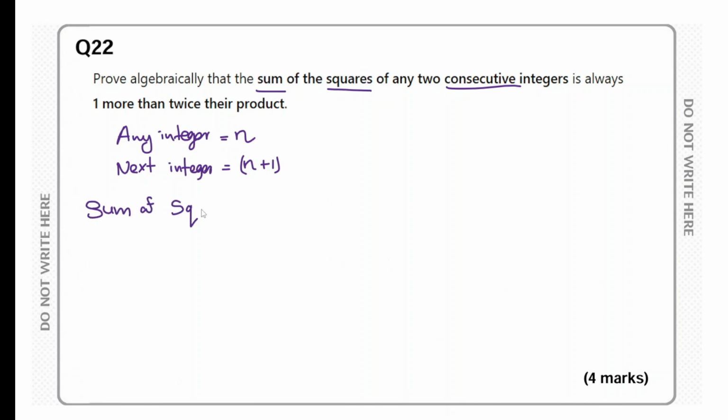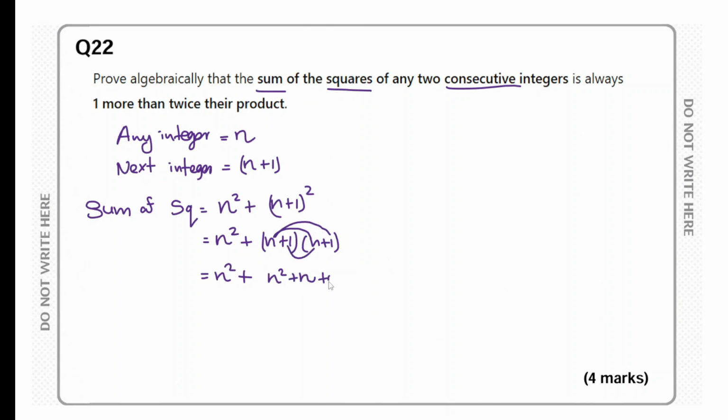So that will be n squared add n add 1 everything squared, which I can simplify as n squared add n add 1 multiplied by itself. So that will be n squared add n times n is n squared, n times 1 is 1n, 1 times n is 1n, 1 times 1 is 1. Simplifies further.